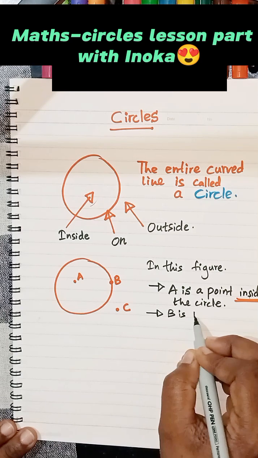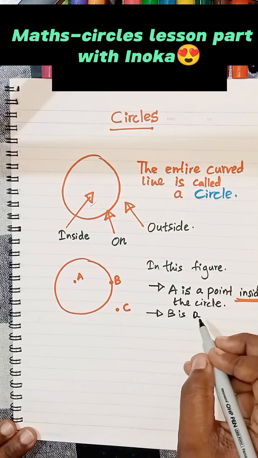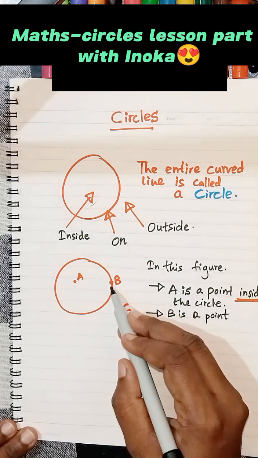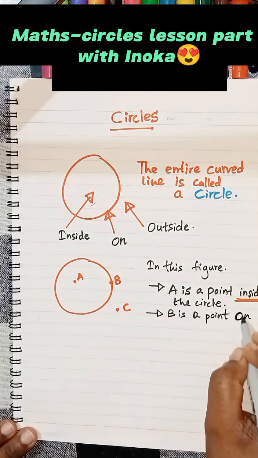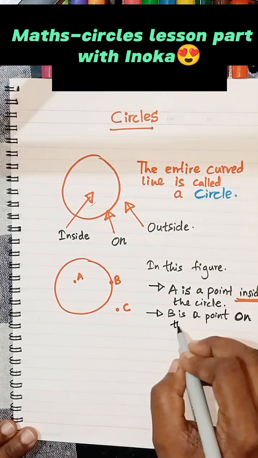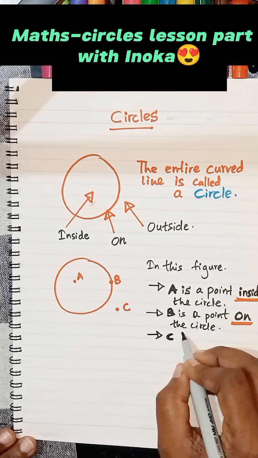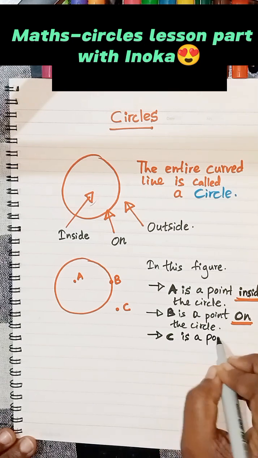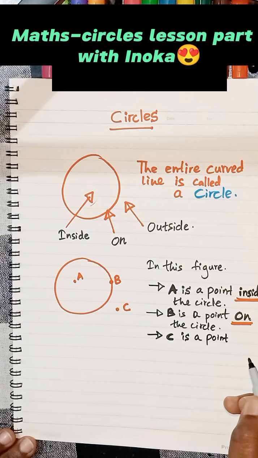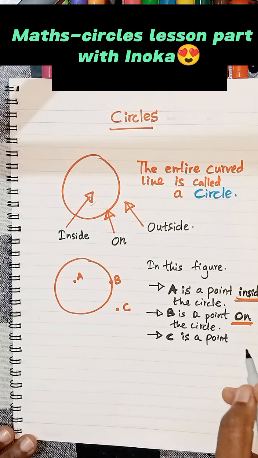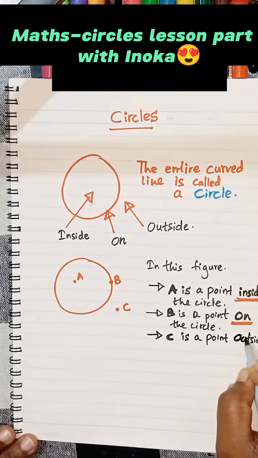Then B. B is a point. It is where? B is a point. It is on the line. So we say on the circle. Next one is C. So C is a point. C is a point outside the circle. It is out of that curved line. So it is a point outside the circle.